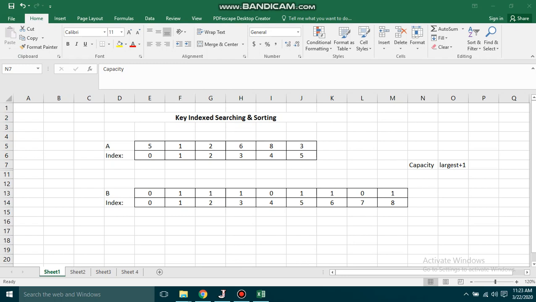For example, if I have values like 10 to the power 8, so my array size will be 10 to the power 8 plus 1, and the filled-up indexes in B will be 5, 1, 6, 8, 3 and 10 to the power 8. The rest of the spaces will be a waste. So we are going to generate a huge array with a lot of empty spaces. So this is not really efficient.